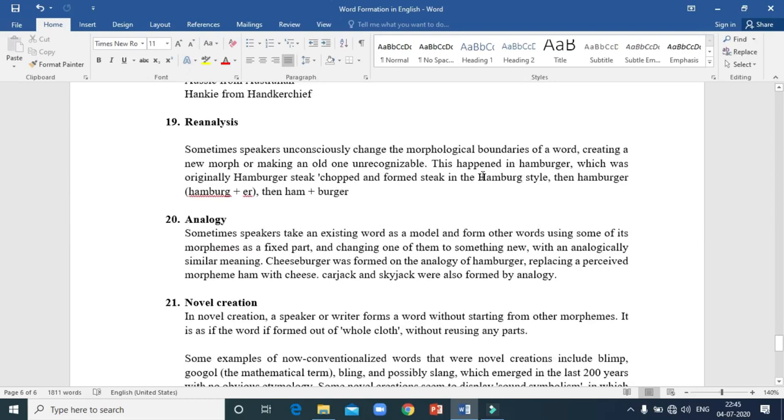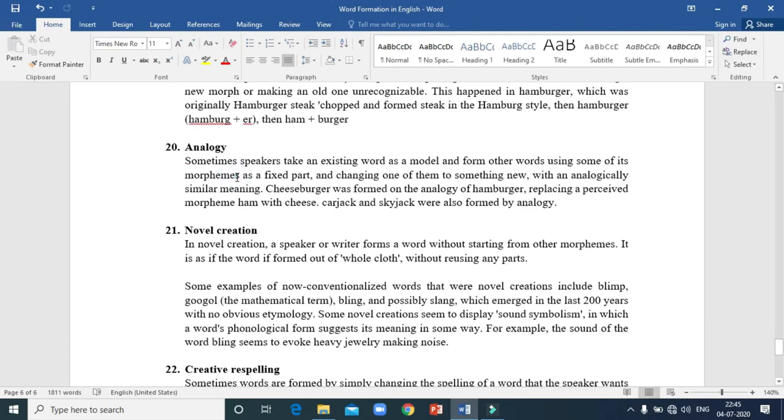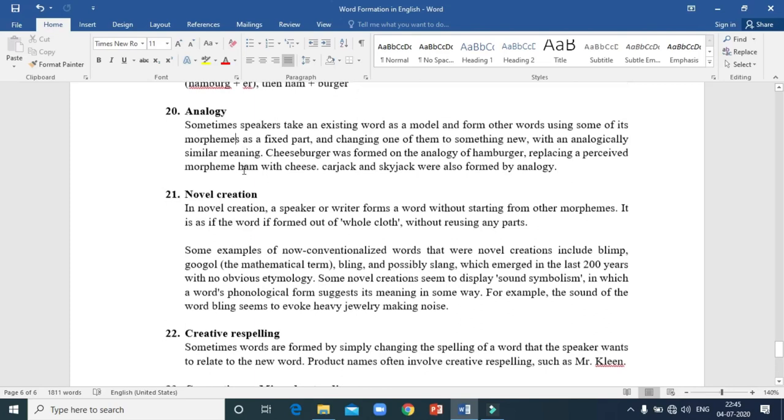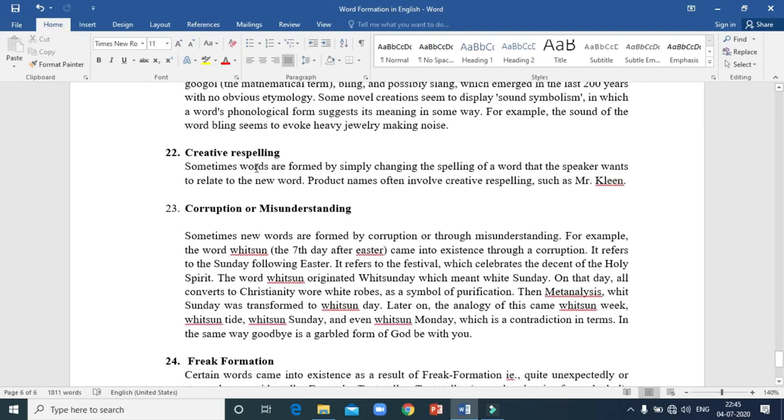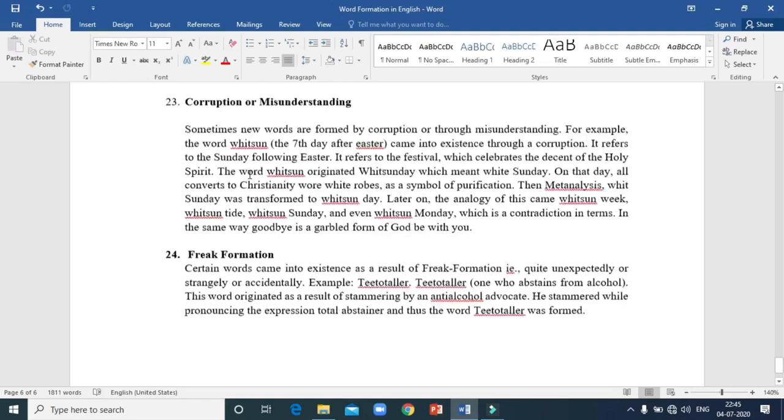Then analogy, something happened in one word, and using the same logic we make the same change in another word. Novel creation, again, creation of totally new words. Creative respelling, use of different spellings. Corruption or misunderstanding, the name says it. Freak formation, some words occur quite unexpectedly, strangely or accidentally.